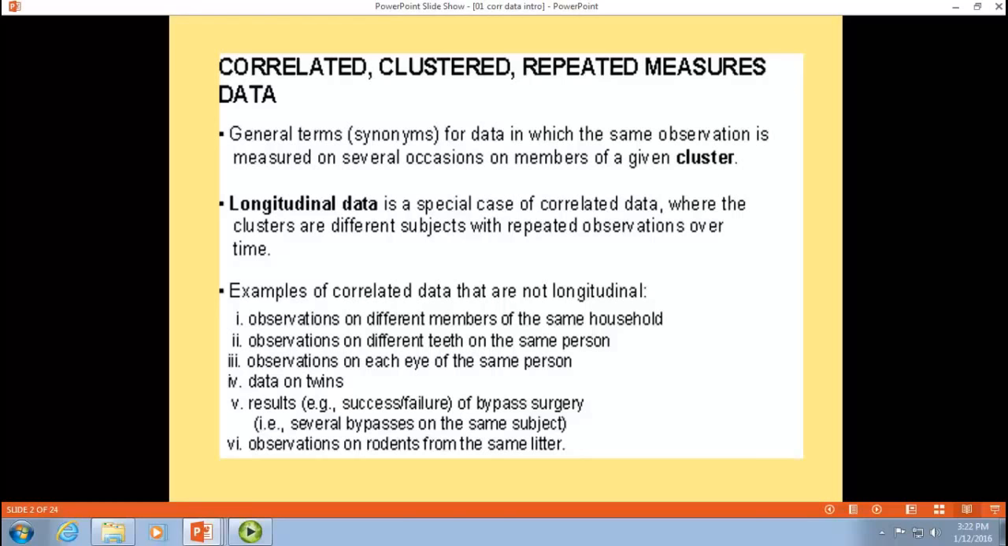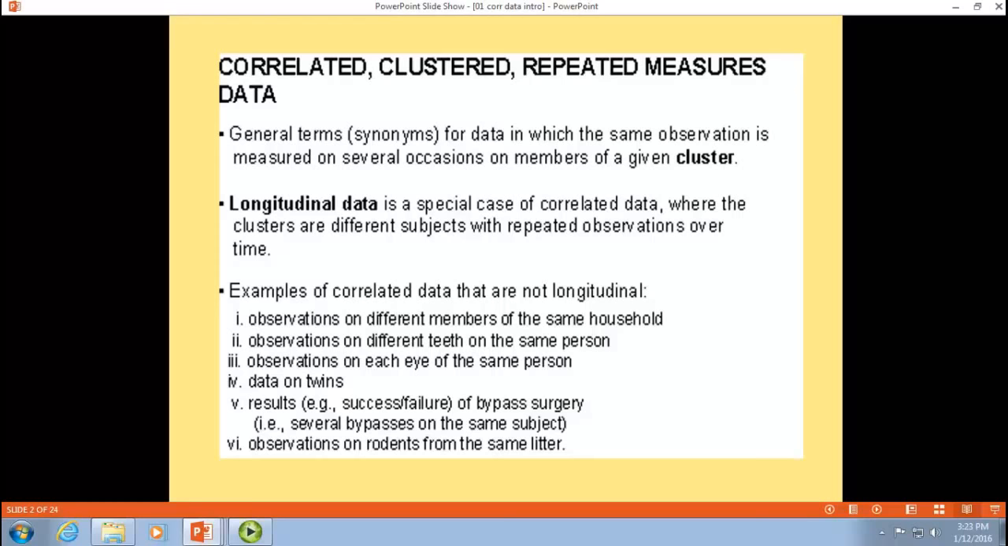Results of bypass surgery on different subjects. I've got an example of that, where you take a given subject who has some blockage in their heart valves or in their arteries, and you're trying to unblock them, and you may have to do more than one bypass. There may be more than one artery or one vein or whatever that you have to put a stent in. And so you've got observations on the same subject in different places. It's not over time, it's at one particular time that you're doing the surgery, okay?